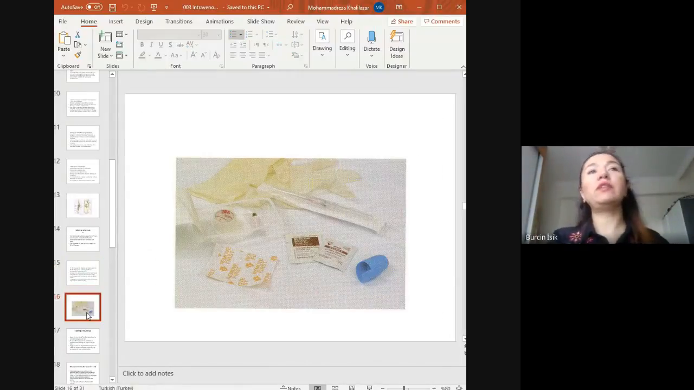This is what we need for a drug injection. You can see.